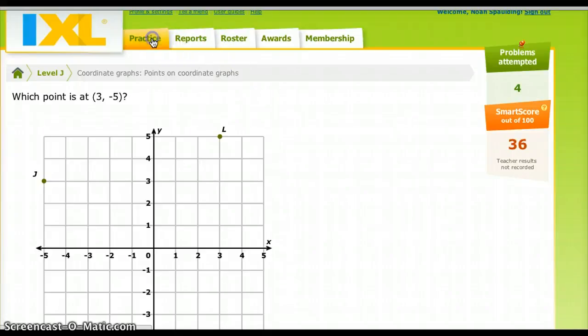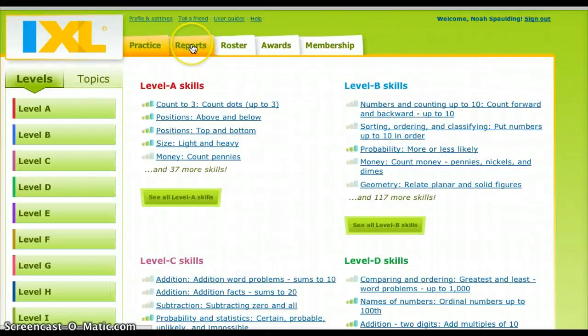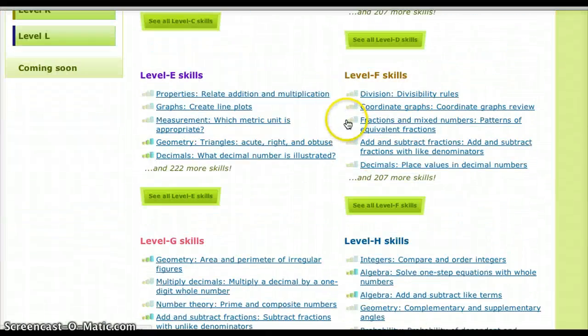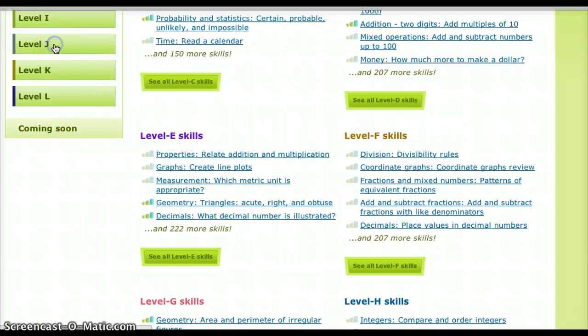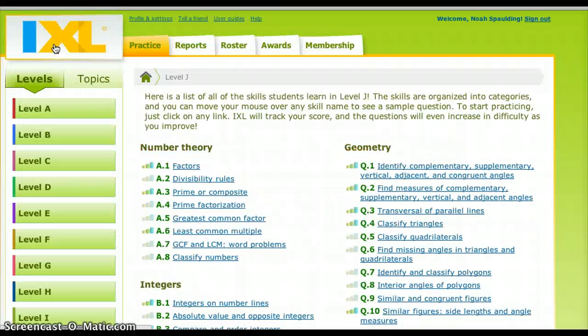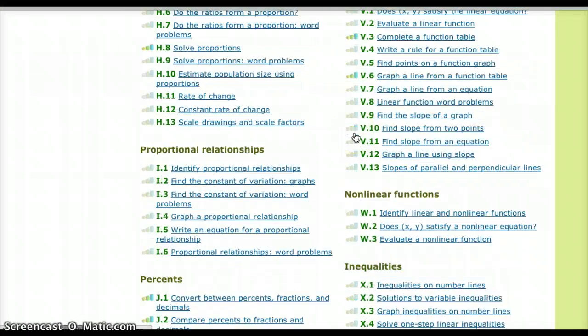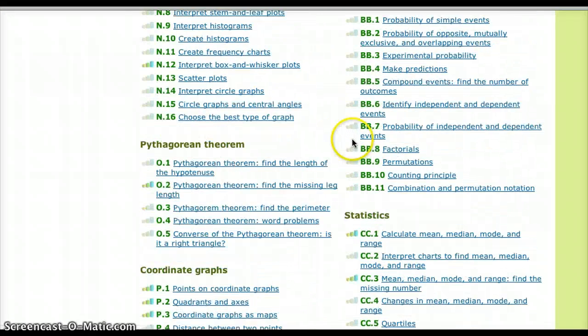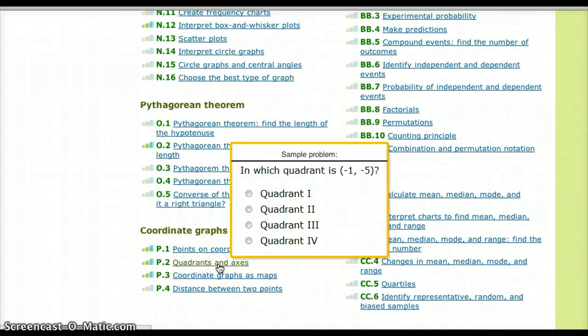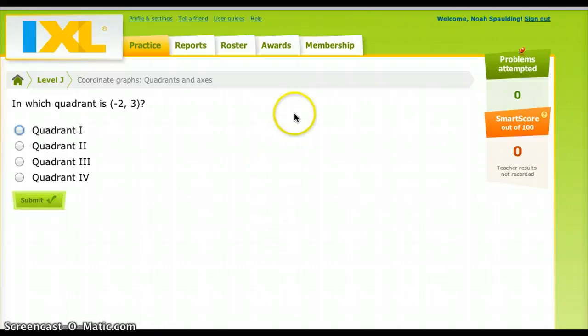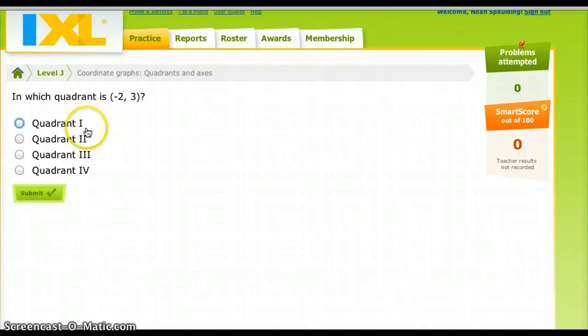All right, so let's go to the next skill, which is level J and P2. So let's go to level J, and we'll go to P2, which is right here. Okay. All right, so this is talking about quadrants. All right, and we either have quadrant 1, quadrant 2, quadrant 3, or quadrant 4. We're still talking about that coordinate graph, okay?